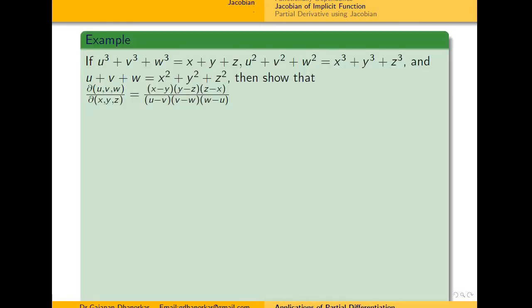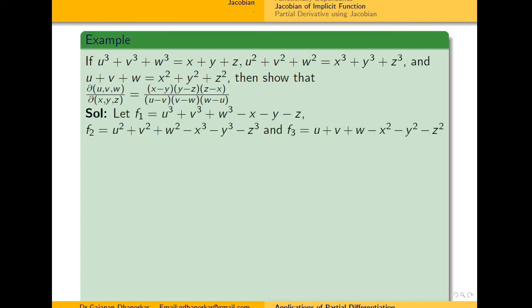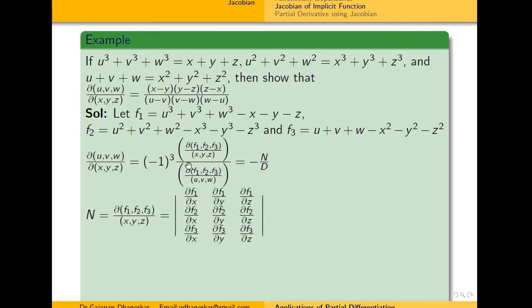We will solve this problem also. We should go through this problem, and I will give a hint to solve it. We will take 3 functions. As per our definition of the Jacobian of implicit functions, this is our numerator divided by denominator. For the numerator, we find the partial derivatives with respect to x, y, z: this is minus 1, minus 1, minus 1. For f2 with respect to x, y, z it is 3x square, minus 3y square, minus 3z square, and for f3 it is minus 2x square, minus 2y square, minus 2z square.